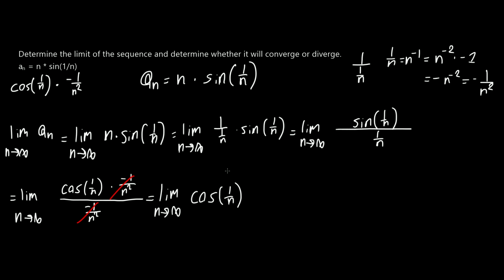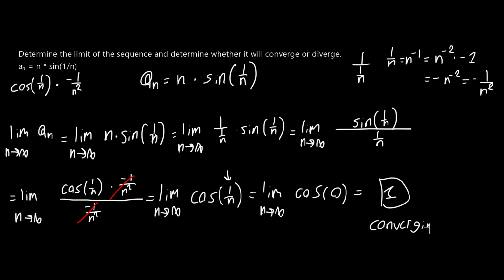And now take a look at the parentheses here. So we have 1 over n. As n gets really large, this will actually just turn into a 0. So we're going to have the limit as n approaches infinity of cosine of 0. And cosine of 0 will simply be 1. So this sequence will be converging to 1. And that's the answer to this problem.